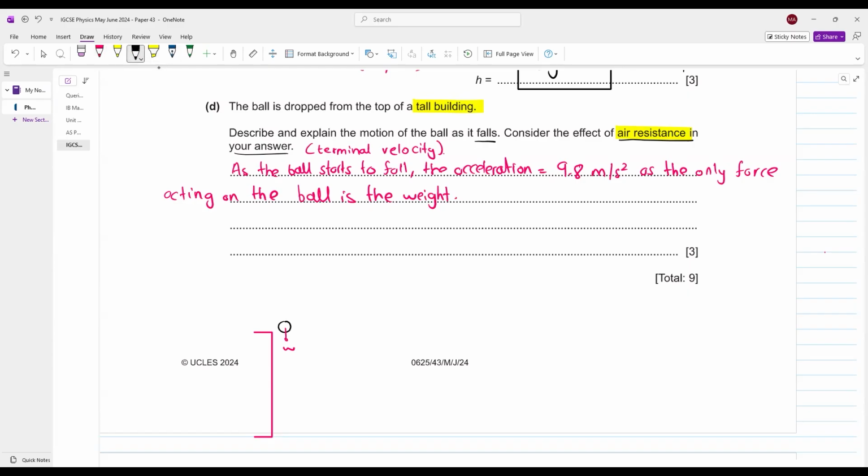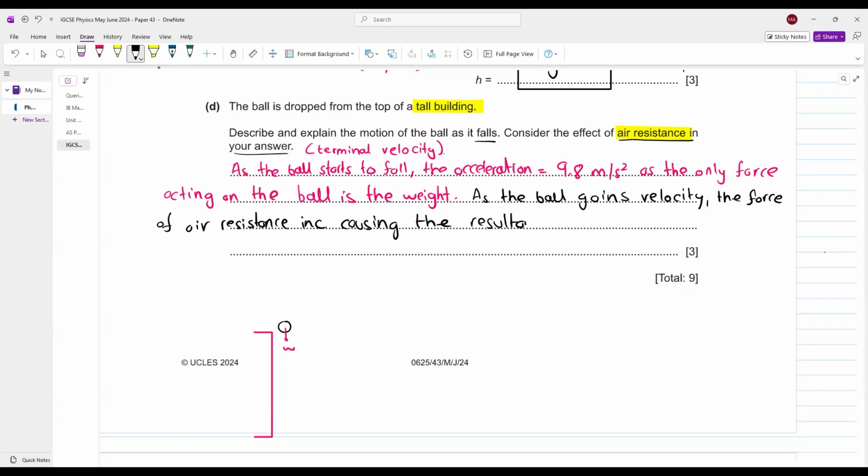व्हाट विल फर्दर हैपन? As the ball gains speed, gains velocity, the force of air resistance increases, causing the resultant force to decrease, and acceleration decreases. Lastly क्या करोगे?